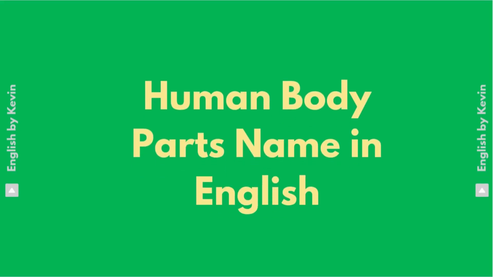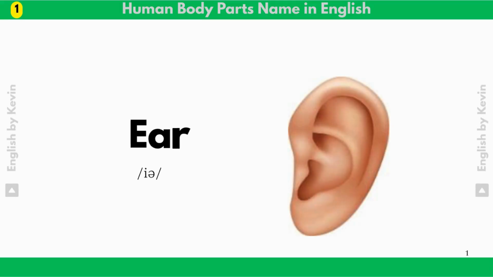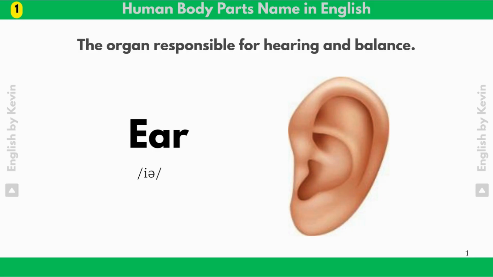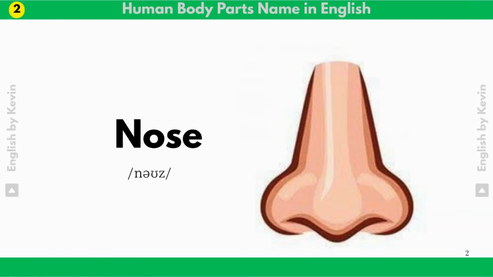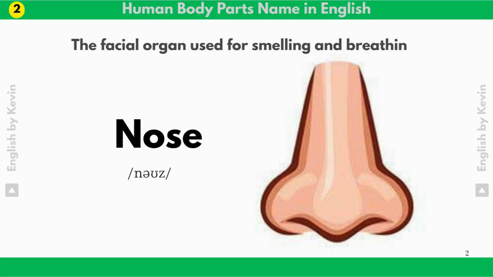Human body parts name in English. Ear. The organ responsible for hearing and balance. Nose. The facial organ used for smelling and breathing.